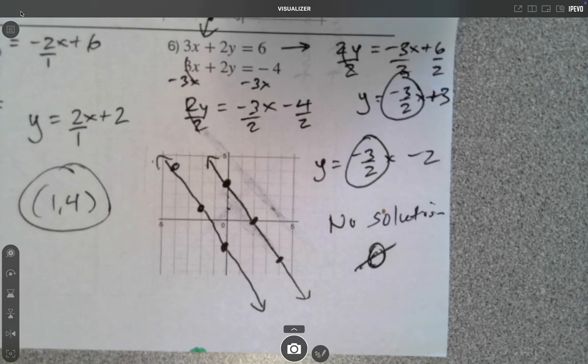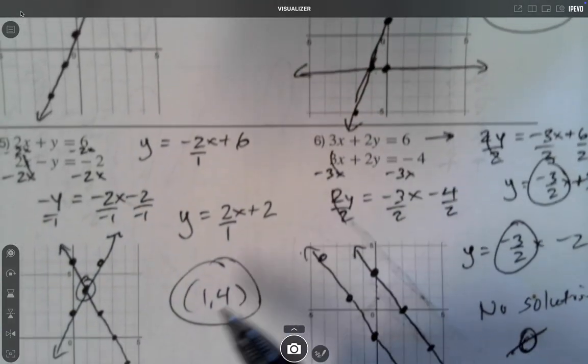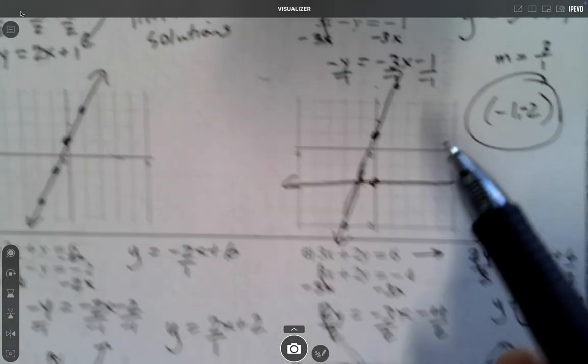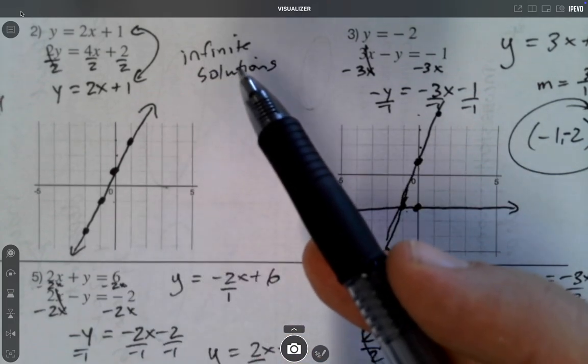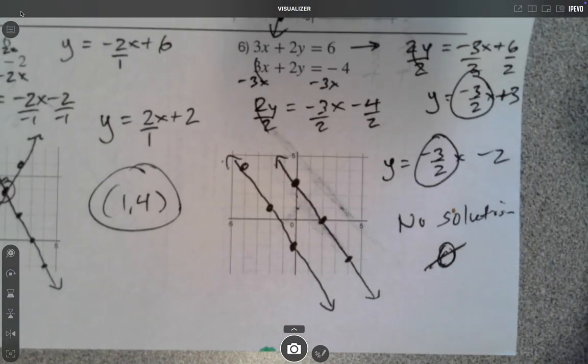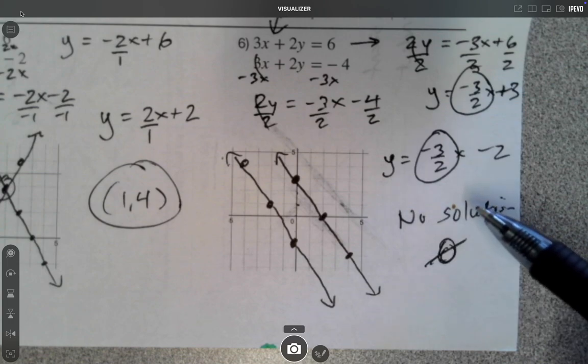So there are 3 possibilities. You can see them all here. Some of them meet in one place, have one solution. Some of them are the exact same lines, they have infinite solutions. And some are 2 parallel lines that never meet, they have no solution.